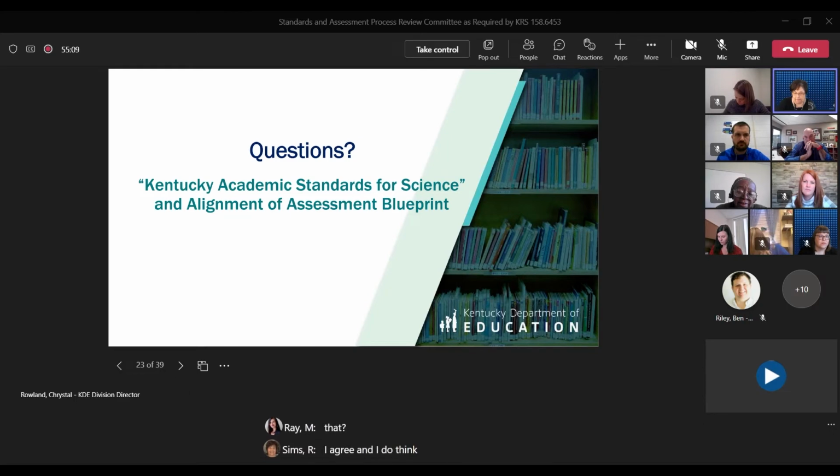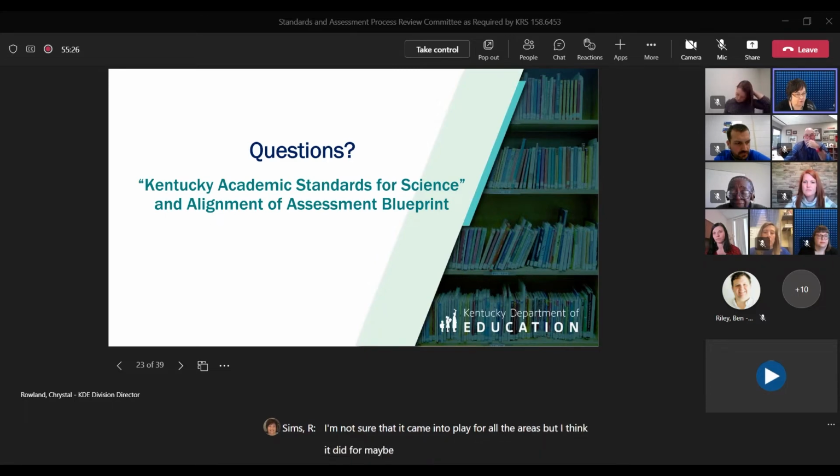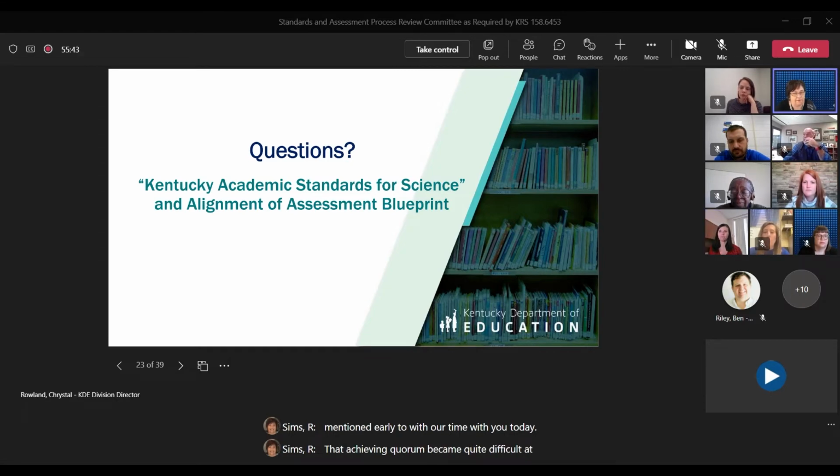I agree. And I do think a little bit of the timing is set forth in the statute, that we do have to complete some processes within a particular time frame. I'm not sure that came into play for all the areas, but I think it did for maybe social studies. But we do have to meet the statutory requirements. I think also one of the things that pushed the timing a little bit is we mentioned early in our time with you today that achieving quorum became quite difficult at times. I think people were trying to balance COVID, balance doing both in-person and virtual types of instruction, and just feeling, I'm sure, overcommitted. So we had trouble many times achieving quorum, and without quorum, the work could not move forward. Meetings would have to be rescheduled. So I think that also came into play a little bit as well. I saw some of my colleagues nodding affirmatively to that.